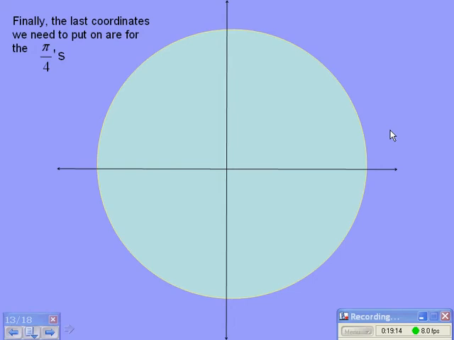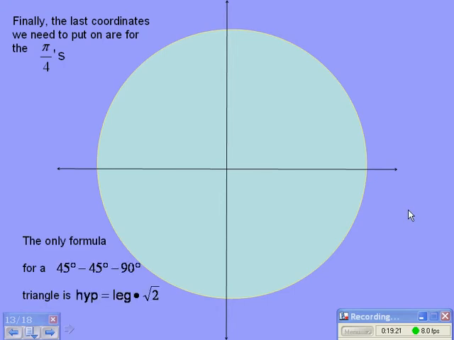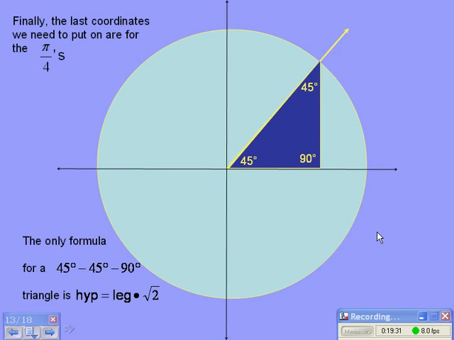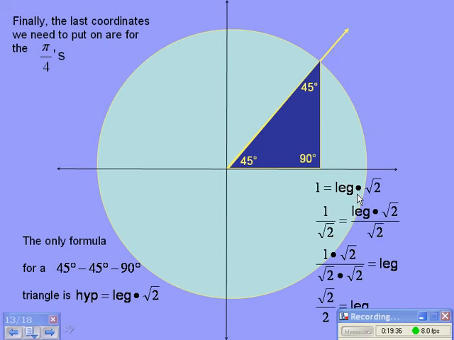Okay, so now we have to redo all of our formula work because now we have an isosceles right triangle in here. All right. The only formula, like we discussed before for 45, 45, 90, is that hypotenuse equals leg times root 2. And we know the hypotenuse. The hypotenuse is 1, right? So if I do all this work, 1 equals the leg times root 2. Then I divide through by root 2. Oh, and then we get that rationalizing thing going on like we had before, remember?